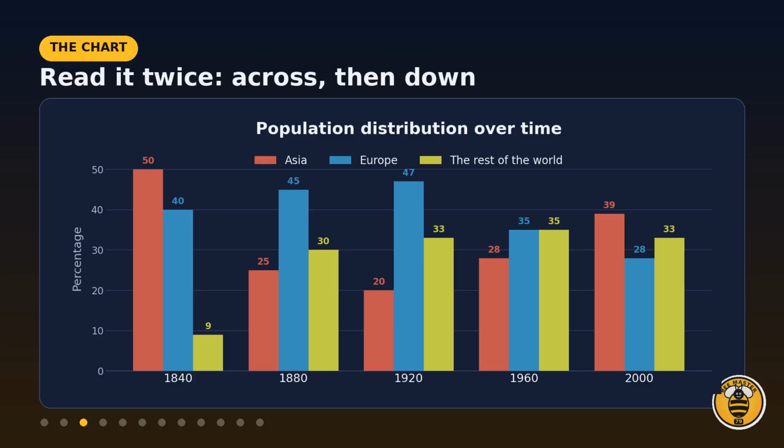And here is the chart. 3 colored bars at each of 5 dates, 40 years apart. Before you write a single word, read it twice, once across to follow each color through time, and once down to compare the 3 regions at the same date.